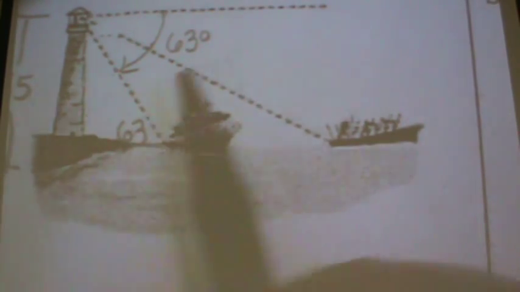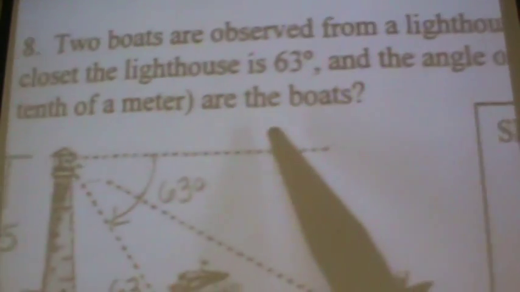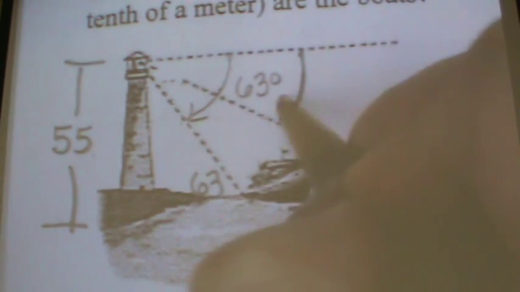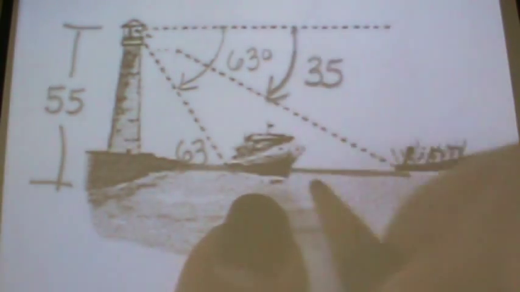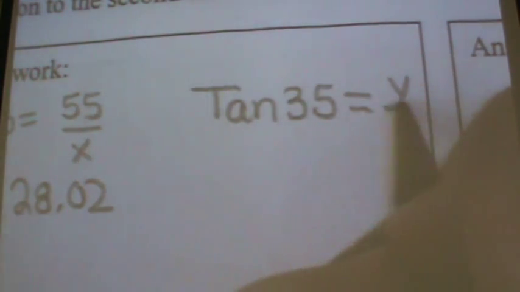Then it says the angle of depression to the boat further away, the second boat, is 35 degrees. So from here to here is 35 degrees. So how far is the lighthouse from that second boat? If this is 35, this is also 35. And from here to here, we'll call that y. You're going to do tangent of 35 is equal to y over 55.